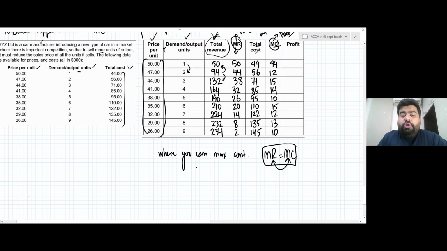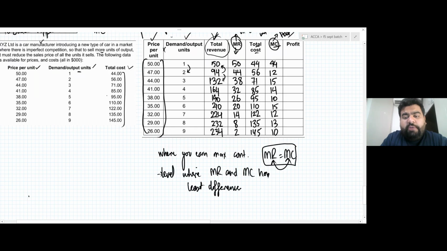Now what will you do here? You will see the level where marginal revenue and marginal cost have the least difference. If you see the difference in the first one, 50 and 44, the difference is 6. 44 and 12, a lot of difference. 38 and 15, a lot of difference. 32 and 14, still 18 difference. 26 and 10, 16 is the difference. 20 and 15, 5 is the difference. 14 and 12, 2 is the difference. 8 and 13, 5. 2 and 10, 8.